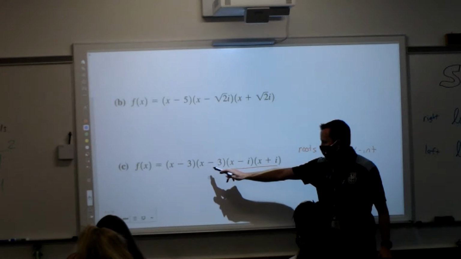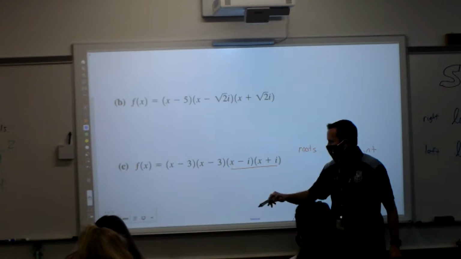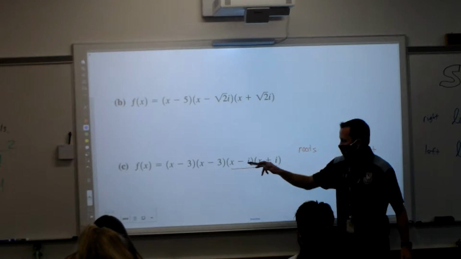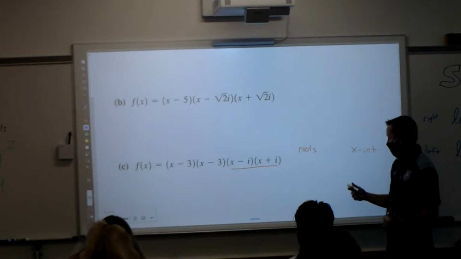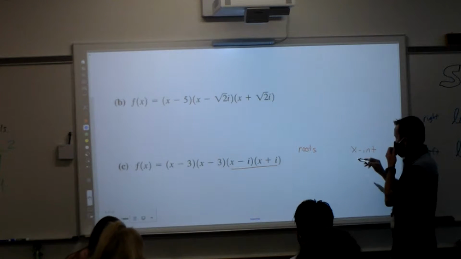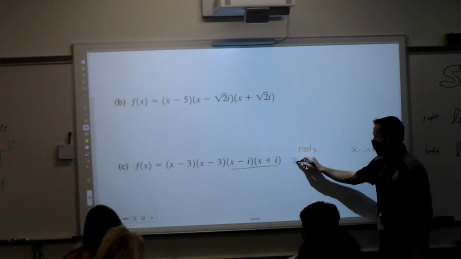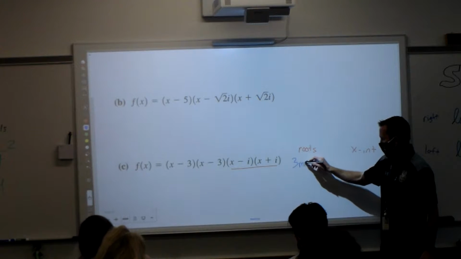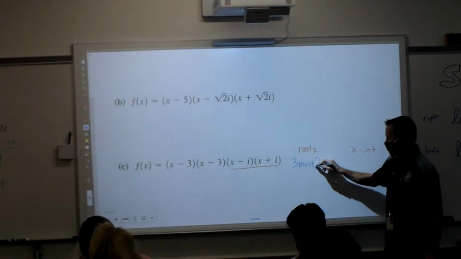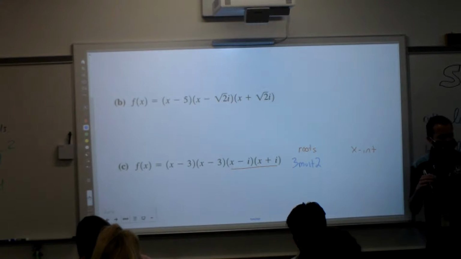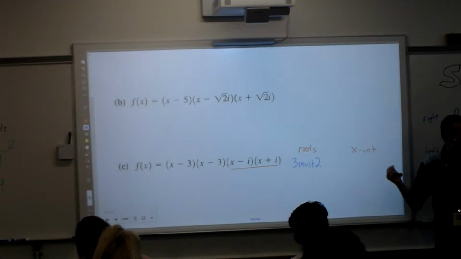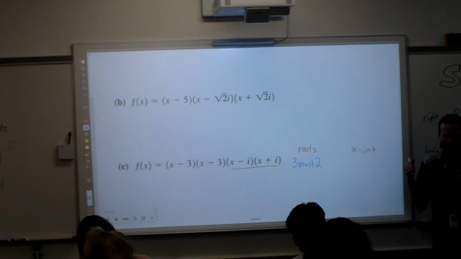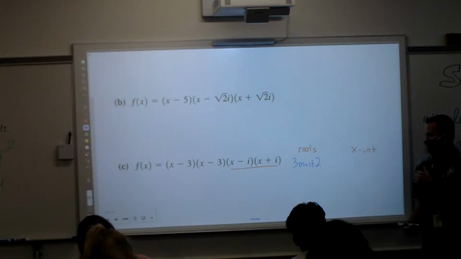What about this one? They're both negatives, that means we have 3 twice. Yeah, so we have 3, and if we have it twice, we're going to write it like this: 3 with a multiplicity of 2. And then just opening that up to everyone, what happens if it has a multiplicity of 2 with 3? It's going to bounce. Okay, great.